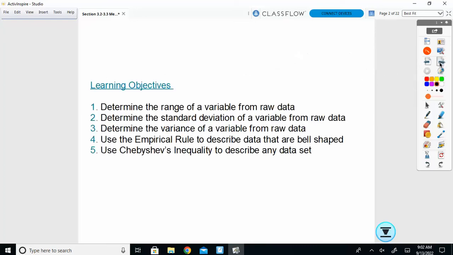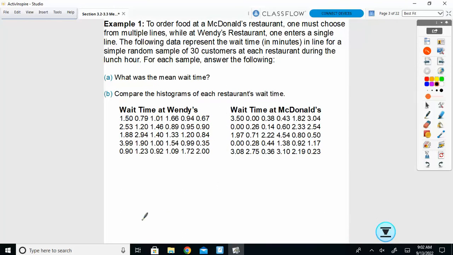So the first thing I have on here is just an example. If I want to order food at McDonald's, you have to choose from multiple lines. But at Wendy's, you enter a single line. So this data gives me the wait time in minutes in line for a simple random sample of 30 customers at each restaurant during the lunch hour. For each sample, I want to find the mean. So here's my Wendy's, here's my McDonald's. How do we find the mean?